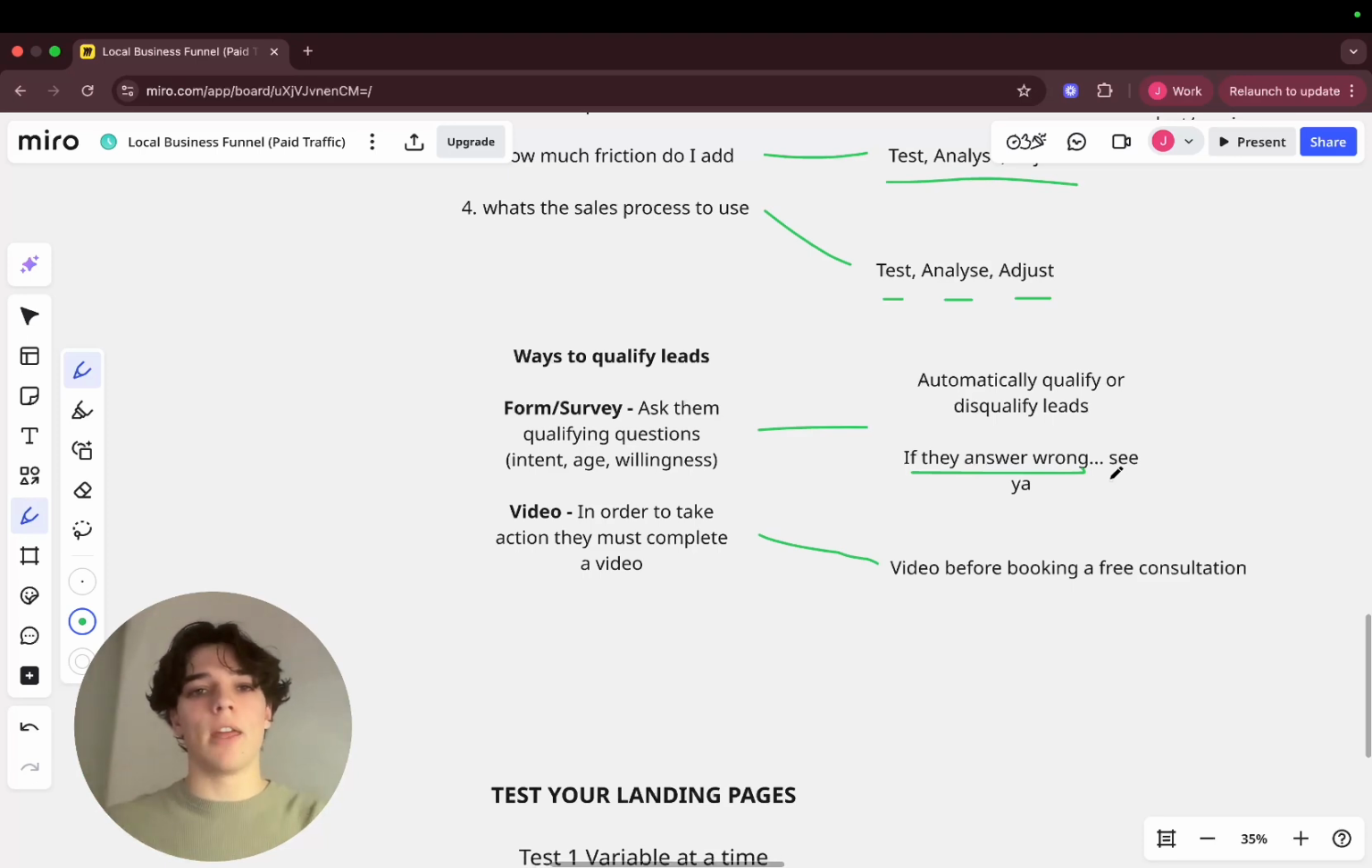But if there's no chance they're going to buy this $1,000 thing, don't waste your time, because you've qualified them, you know they're not going to buy, and it's just better off working with the people who most likely will buy from this qualifying. And a video. So if you had a video on your page and you have to watch this video in order to book, like you have to watch this 10-minute video before booking a free consultation.